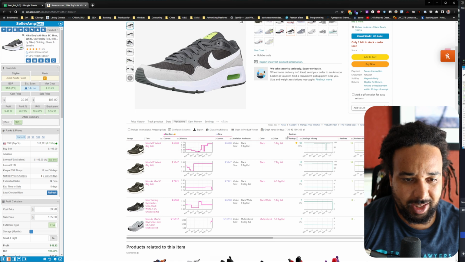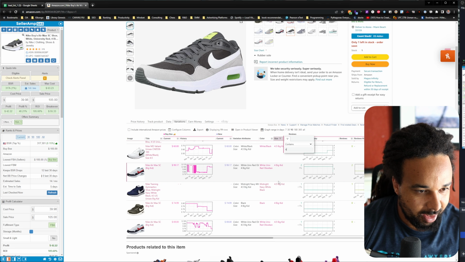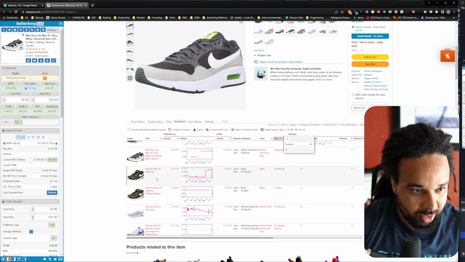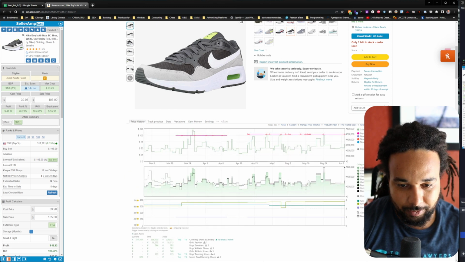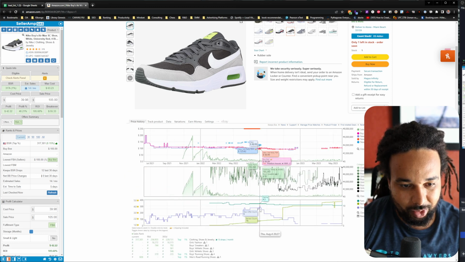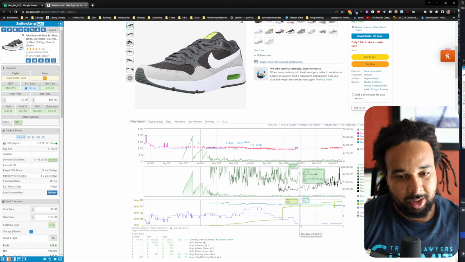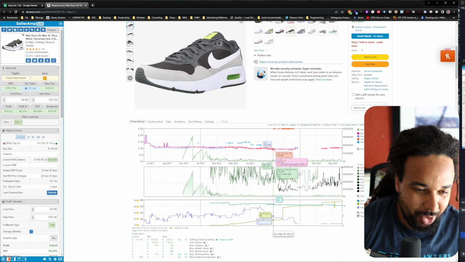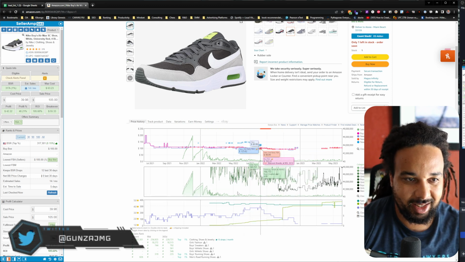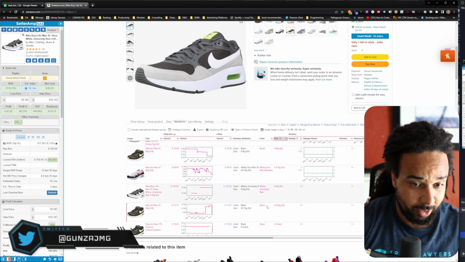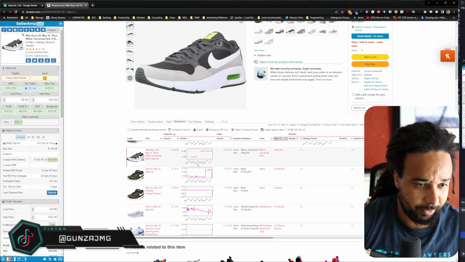Size 4 big kids. Let's look at this. It's kind of gray. Yeah, no sales. It used to sell, it sold around $96. So you could get them, to be honest. It looks like it did sell in the past. However, you could take the risk.